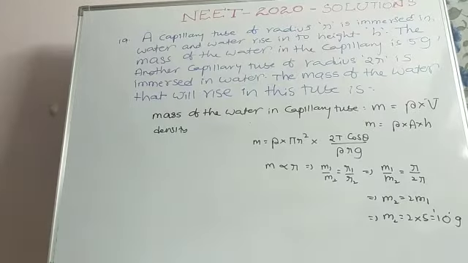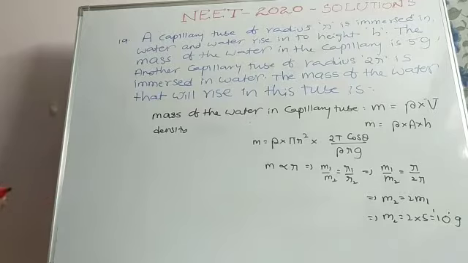Now here is question number 19. A capillary tube of radius small r is immersed in water and water rises to height h. The mass of the water in the capillary is 5 grams. Another capillary tube of radius 2r is immersed in water. The mass of the water that will rise in this tube is?